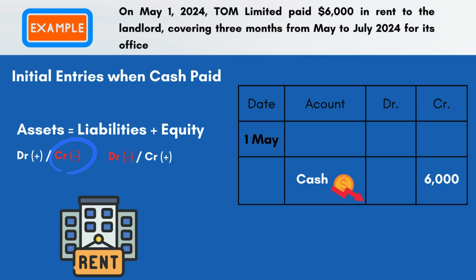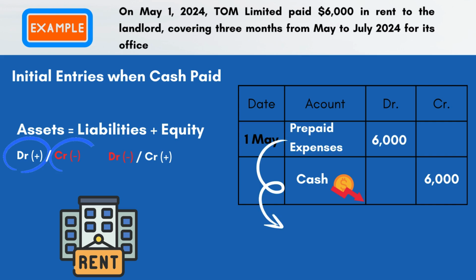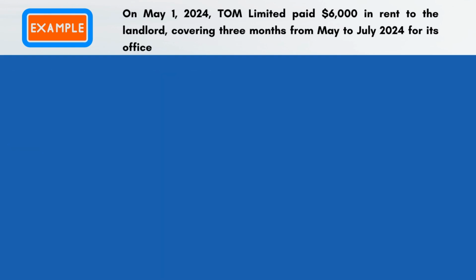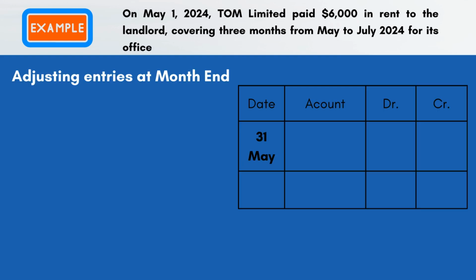Second, the company paid the rent in advance, covering the use of the office premises for the upcoming 3 months. This prepayment provides economic benefits in the future and is considered an asset. Therefore, we debit the prepaid rent account for $6,000 to reflect this asset on the company's balance sheet. Now, let's move on to the adjusting entries on May 31st, 2024.